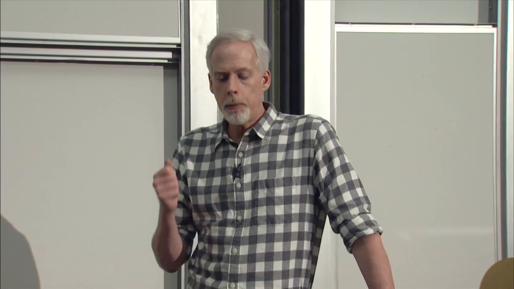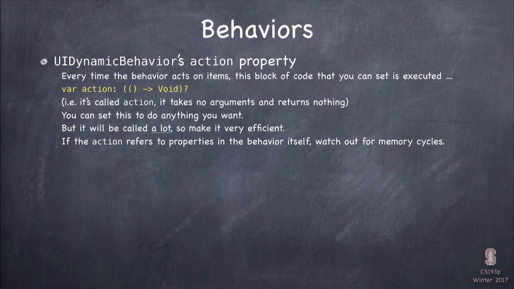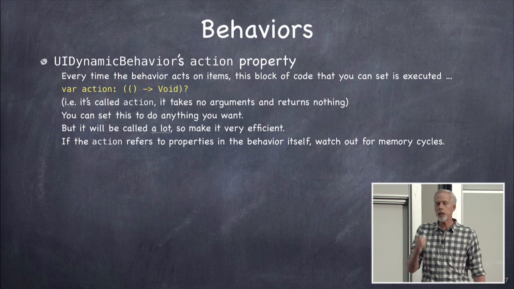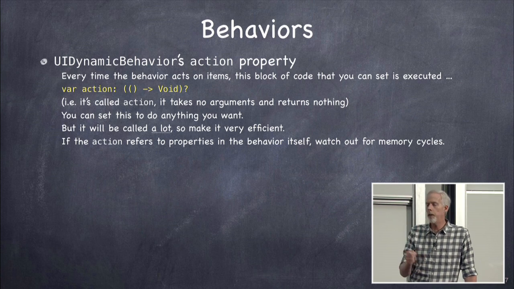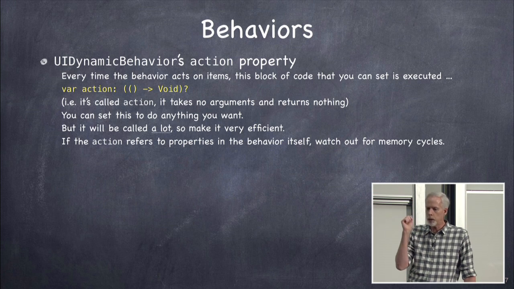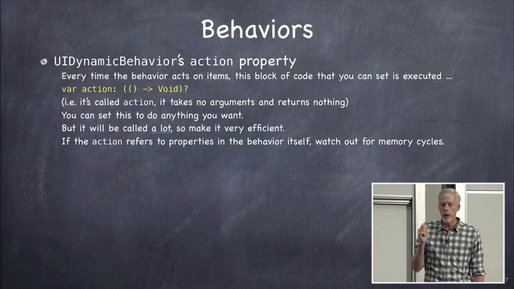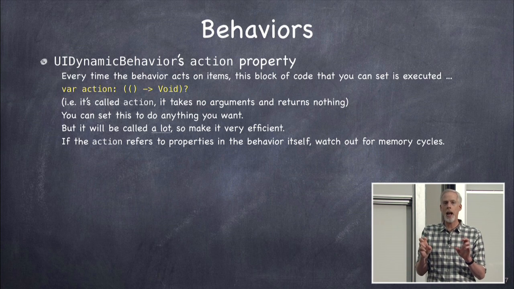UIDynamicBehavior also has a really cool var called action. Action is just a closure that takes no arguments and returns nothing. This action closure is called every time this behavior acts. So collision behavior, when it collides, is going to call this action closure. Gravity is calling this thing all the time because gravity is always accelerating the items more and more. A push behavior, if it's instantaneous, is called when it does its one push. If it's continuous, it's going to be called all the time as it pushes on the thing. So these little closures are called a lot. So don't do anything expensive inside an action closure.